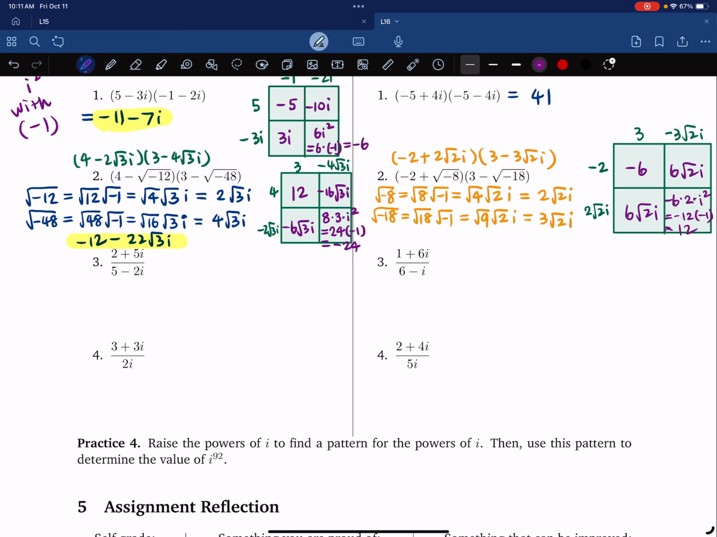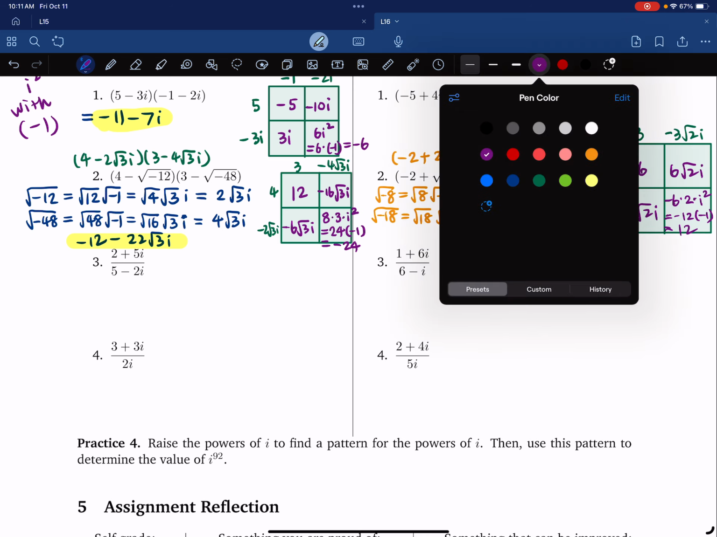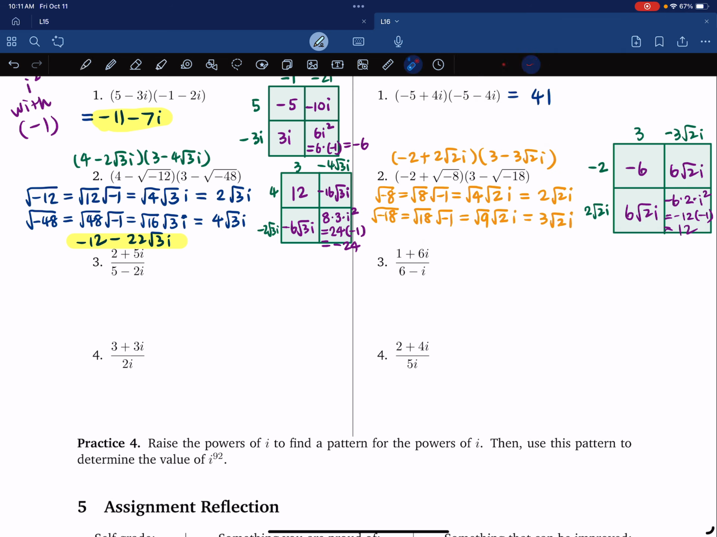Okay, and now we can add diagonally to write the final solution. Starting with the real part, it's negative 6 and positive 12. That leads to positive 6. And then the other diagonal, we have 6 radical 2i and 6 radical 2i. If I add them, I will get positive 12 radical 2i.